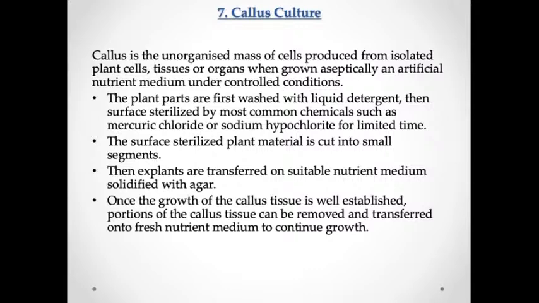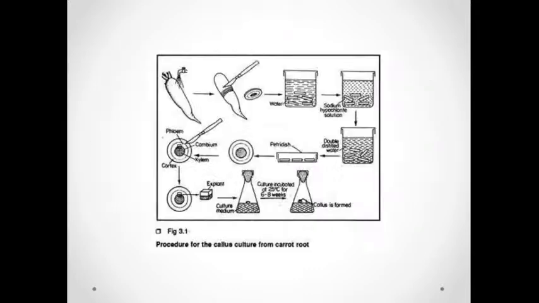Once the growth of the callus tissue is well established, a portion of the callus tissue can be removed and transferred onto fresh nutrient medium to continue growth. Once your callus has grown very well, you can remove that part and continue to grow it for further growth.